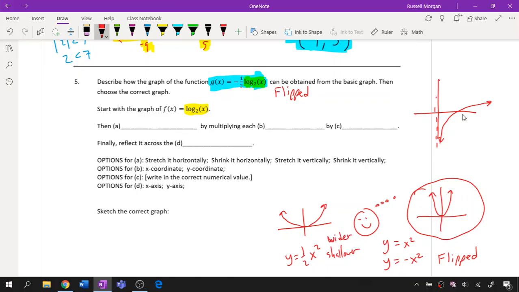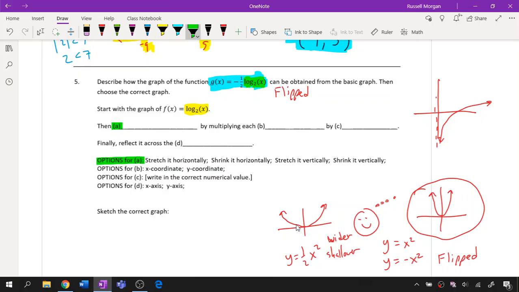So let's see what this means for our logarithm. Of course, we could actually try and graph this new one on a calculator and compare it to the original and see how that goes. But let's see. Okay, so it's going to do what? So first, we'll start with this graph, and then it looks like it's blank by multiplying each blank by blank. Okay, let's look at the options we have for each of these things. So option A, is it going to stretch it horizontally, shrink it horizontally, stretch it vertically, or shrink it vertically?